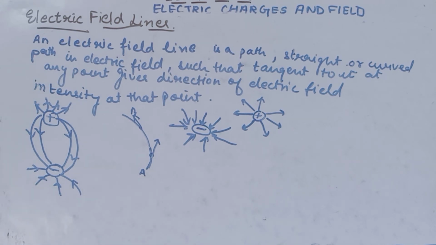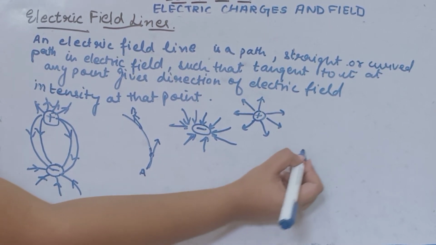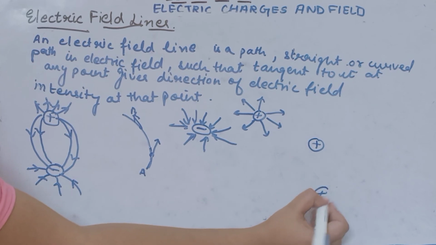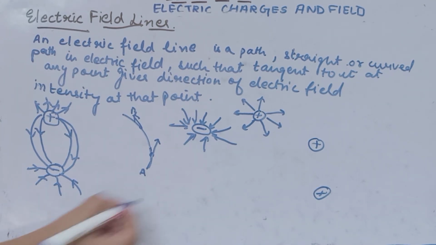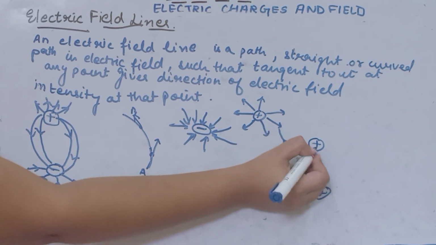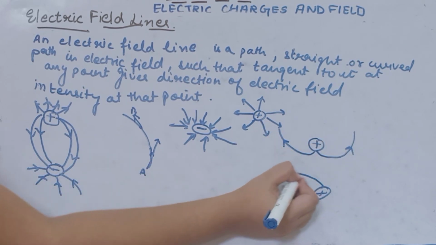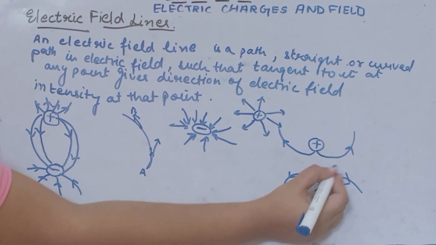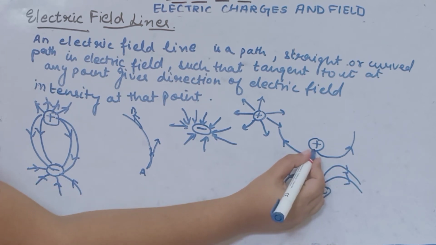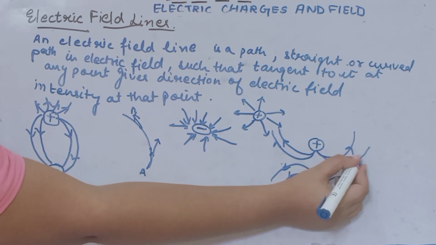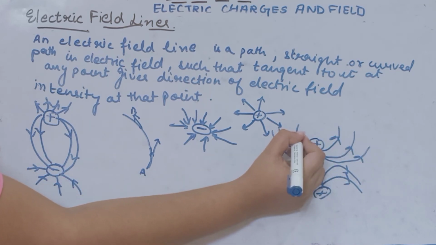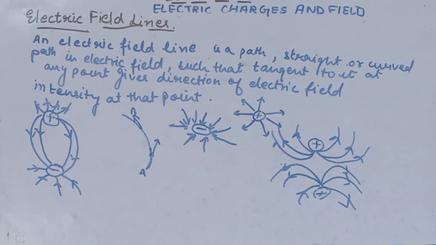Okay. Next, if we have both positive charges present, so they will repel each other, and the kind of electric field lines observed will be like this. And so on. This is how we can represent electric field lines for the different cases. Okay, so now let's proceed towards our last topic for the lecture, that is properties of electric field lines.